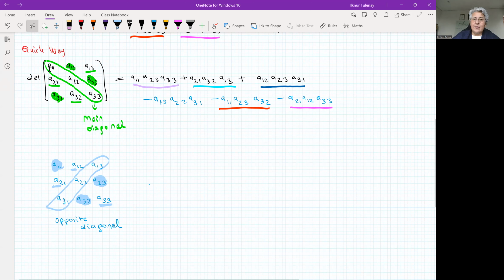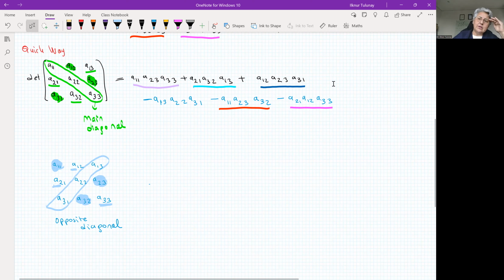So I'm multiplying them. A11, A22, A33. And then I'm thinking this certain symmetric points. This one, this one, this one. That is A31, A12, A23. And then another symmetric one is this one, this one, this one. A21, A32, and A13. Okay, now this is that section.